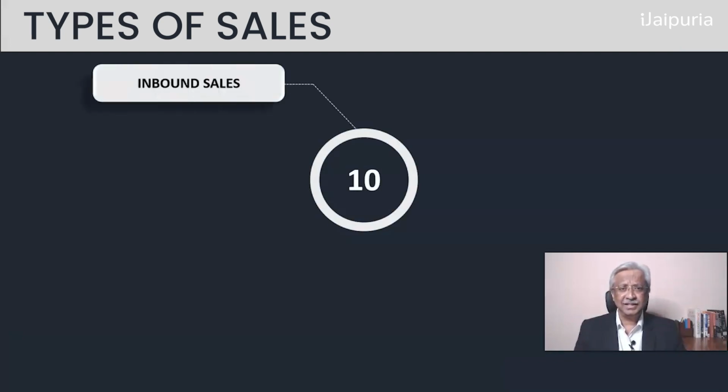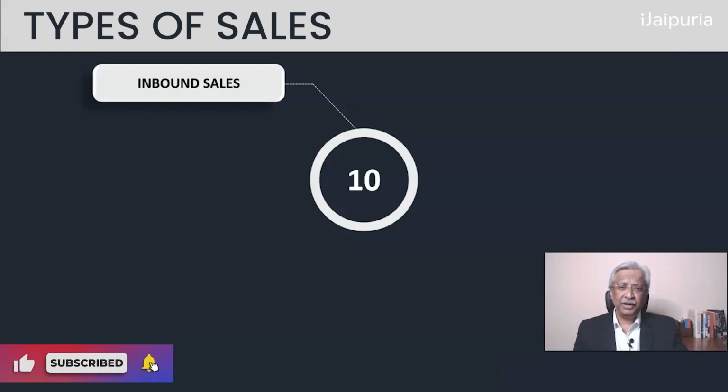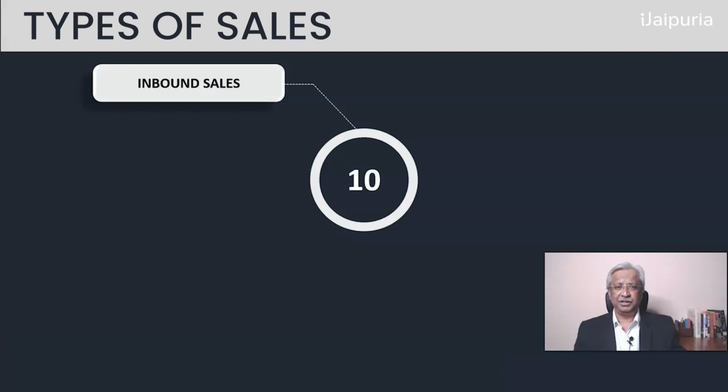The first one coming to you, inbound sales. Sales can be generated by ensuring that prospective customers who are interested in coming and buying our products can be reached. So we can create a system, a mechanism, in such a way that people reach out to us and buy the products, and sales happen. This is one way of doing sales.